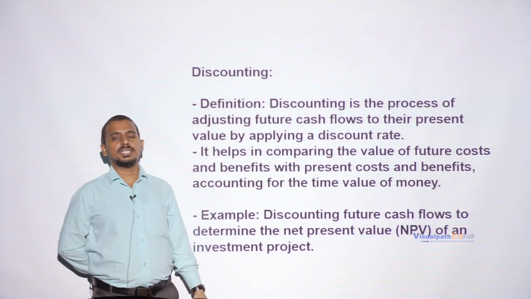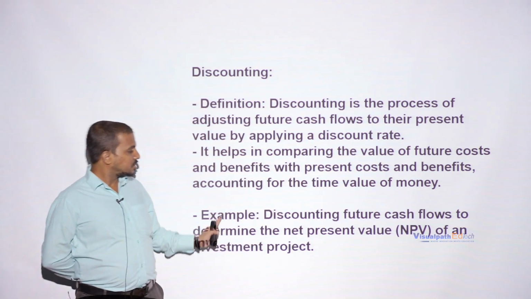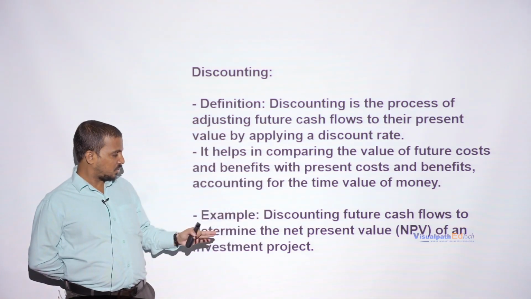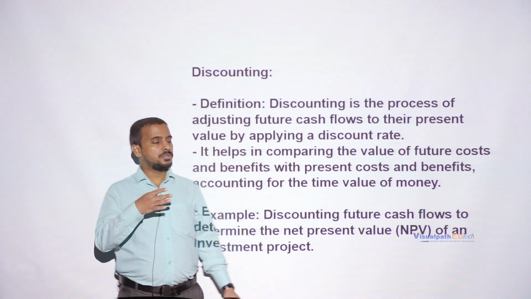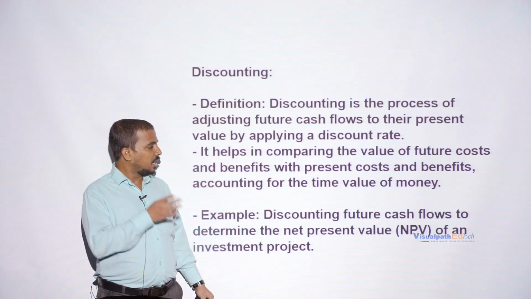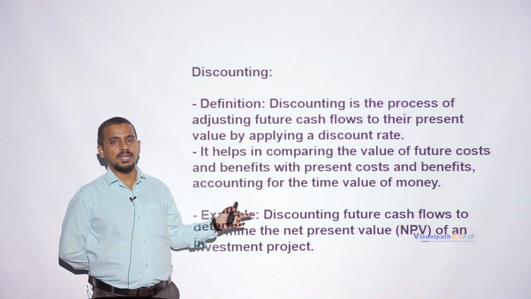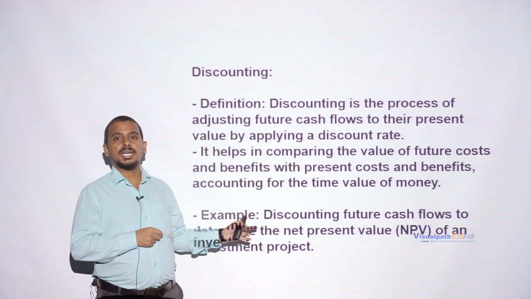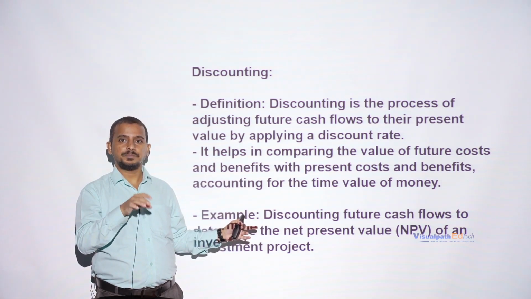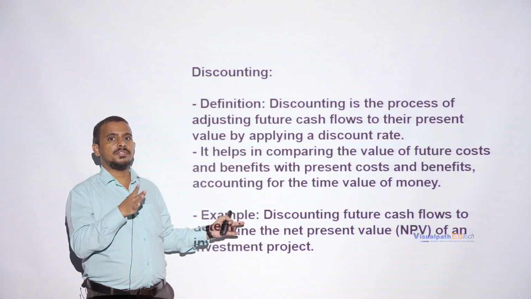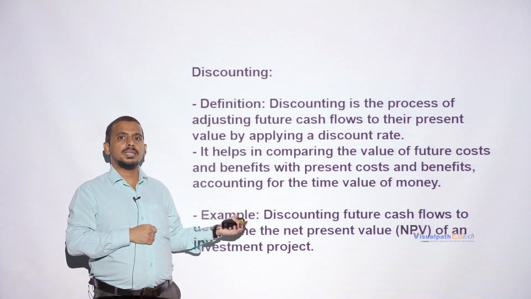What are the future costs and benefits associated with the money, and what are the present costs and benefits associated? So for example, discounting future cash flows to determine the net present value of an investment project. Suppose you have an investment of rupees 10 lakh and you have future cash flows, every year a cash flow of rupees 1 lakh. Then you will discount it to the net present value. That 1 lakh rupees of the future will be how much in the present world? If you are receiving 1 lakh rupees, then what will be the value of that 1 lakh rupees in the future as of today? It will be less than 90,000.